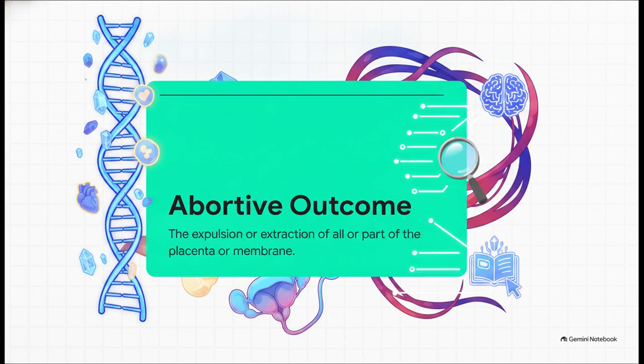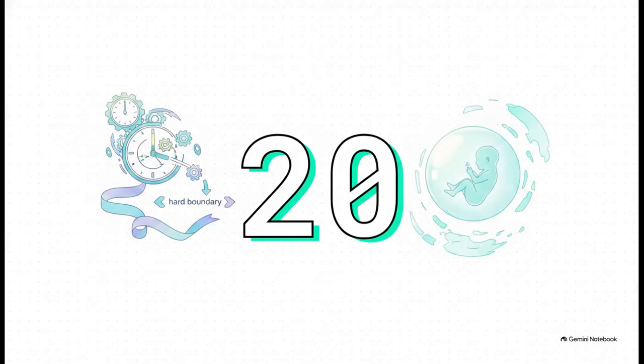But hold on, because there's a second, equally critical criterion that absolutely has to be met here. And here it is. The gestation must be estimated at less than 20 completed weeks. Guys, this is a hard, non-negotiable boundary line in medical billing. The moment that gestational age hits 20 completed weeks, bam! You are entirely locked out of the abortive outcome classification and shifted over into a totally different set of diagnostic codes. So remember, expulsion or extraction at less than 20 completed weeks is our foundational gateway here.